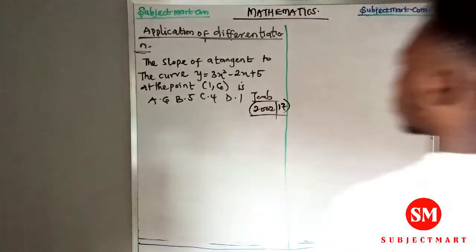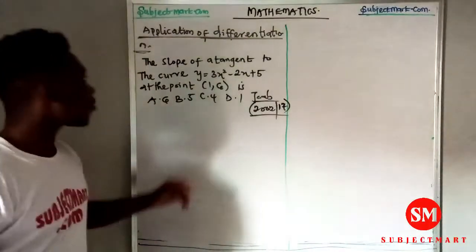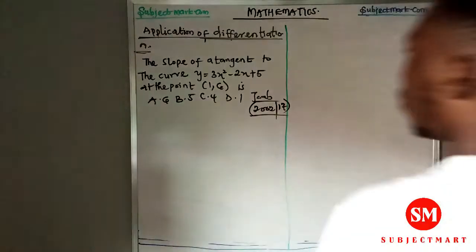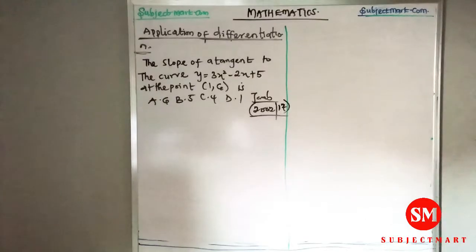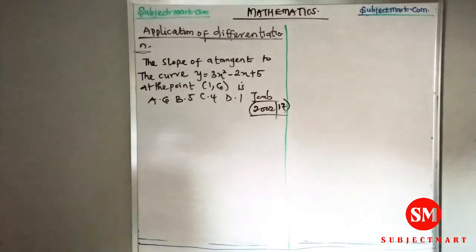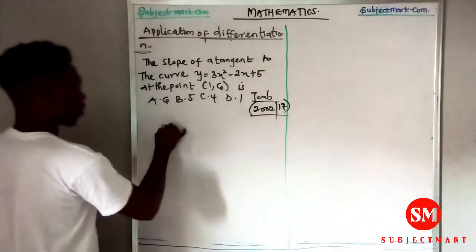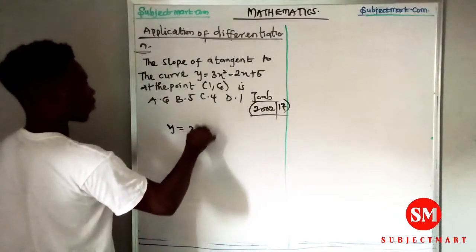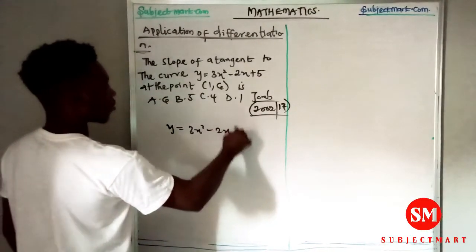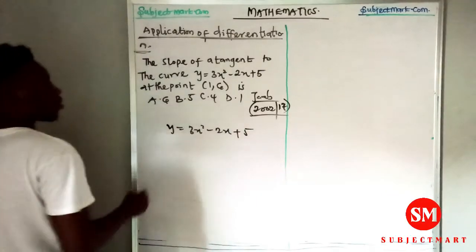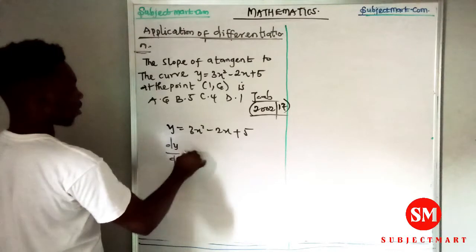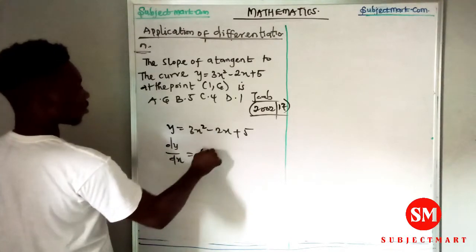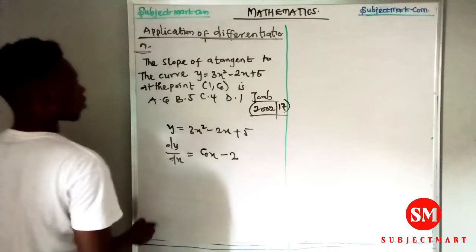Here, we have a question which says the slope of a tangent to the curve y is equal to 3x squared minus 2x plus 5 at the point (1, 6). So what is your dy/dx? Your dy/dx here is equal to 6x minus 2.